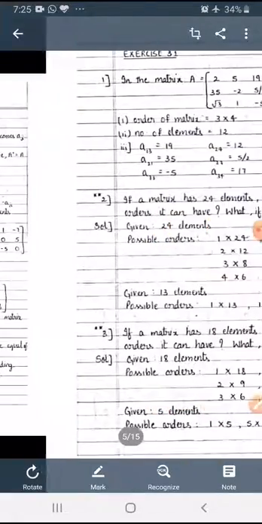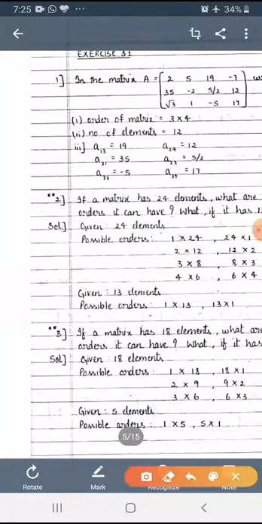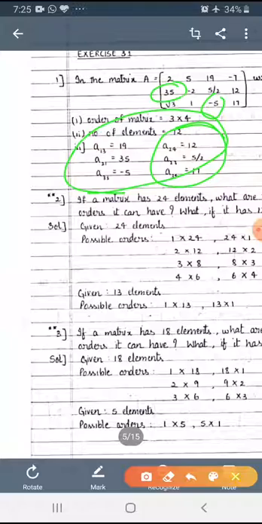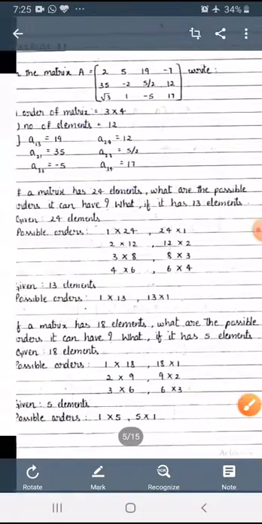Now see the remaining ones here. a21 means second row, first column, and that value is 35. Next one is a33, 3 means third row, third column, equal to minus something. So the remaining ones we have to find.